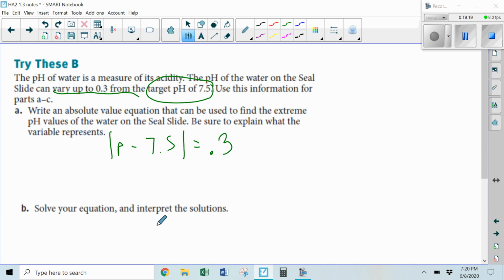Part B is now I'm solving. So this is already isolated. So this equals 0.3 or negative 0.3. Okay, solve them each separately. So add 7.5.